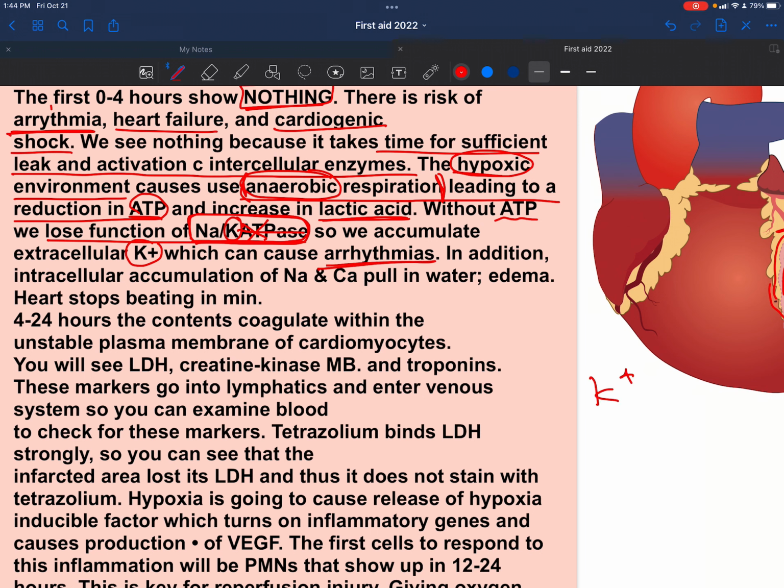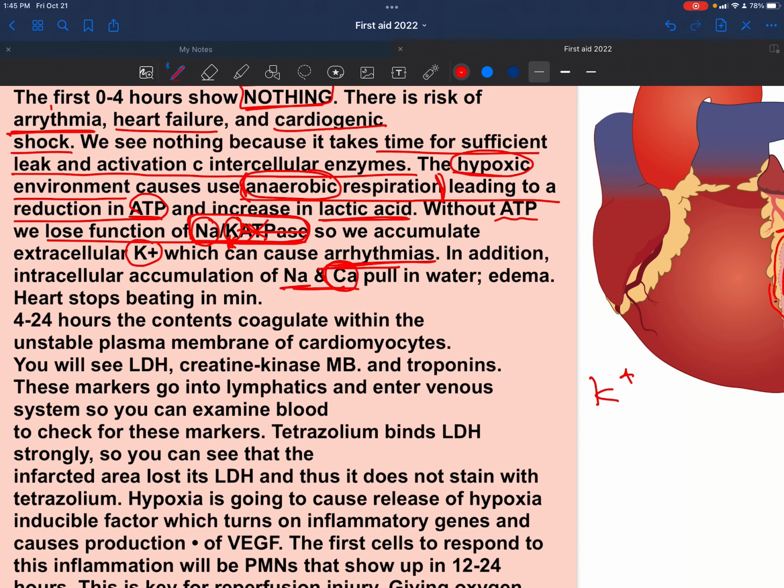Which means that is the reason why we could have arrhythmias, because potassium is responsible for the arrhythmias. If it accumulates outside the cell and it's not coming inside because we lost the ATP, then we get arrhythmias. In addition, if the potassium is not going in and the ATPase is not working, the sodium also stays inside the cell. It doesn't go outside the cell. So it stays in the cell.